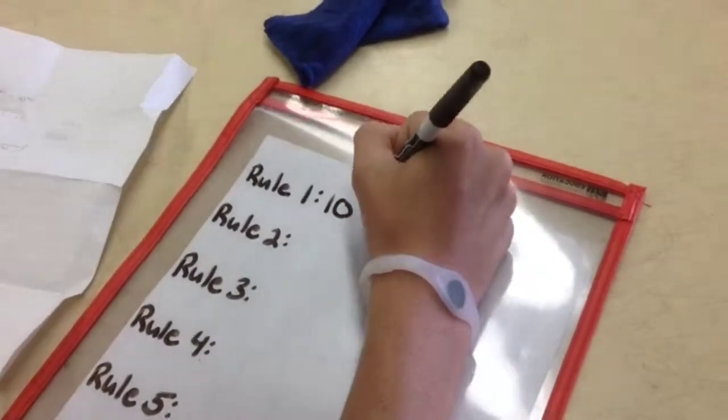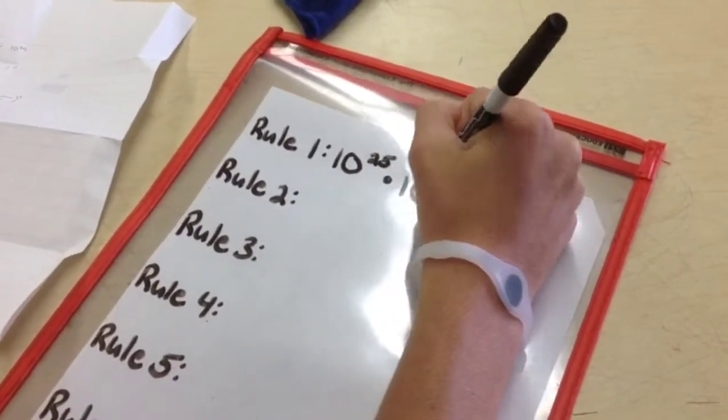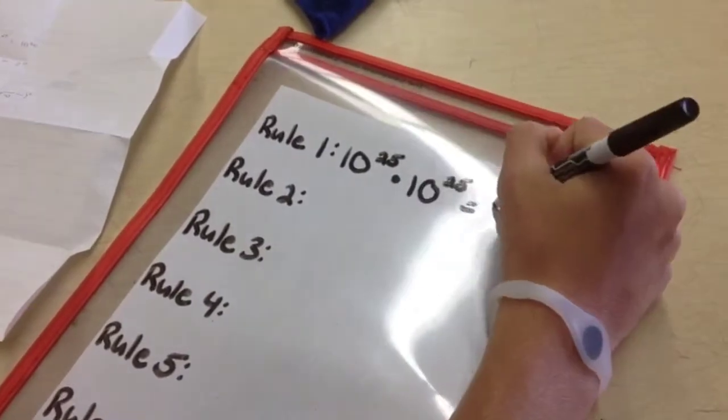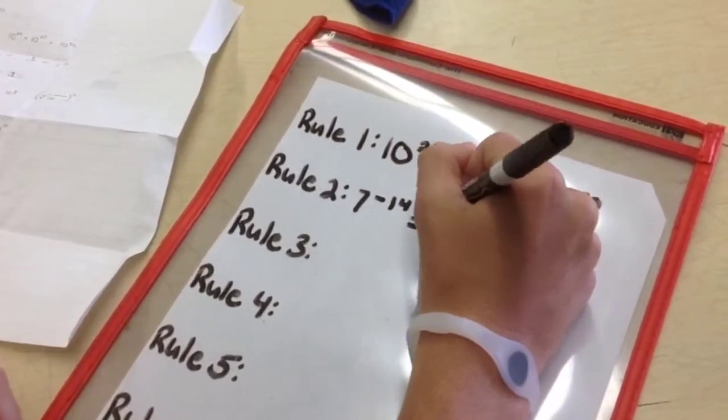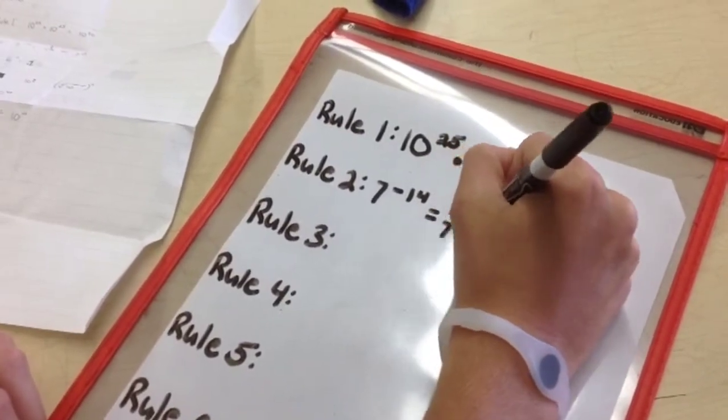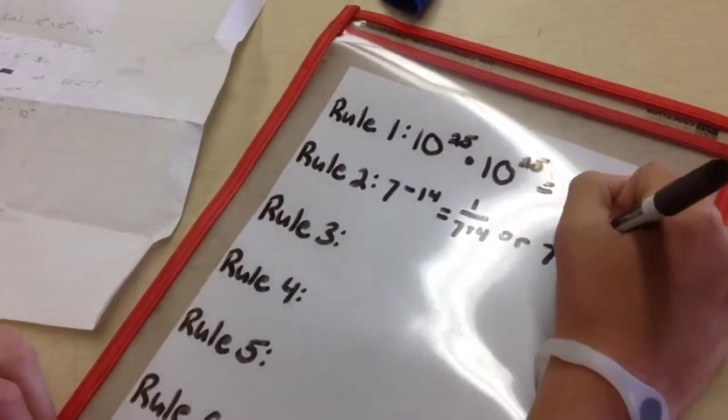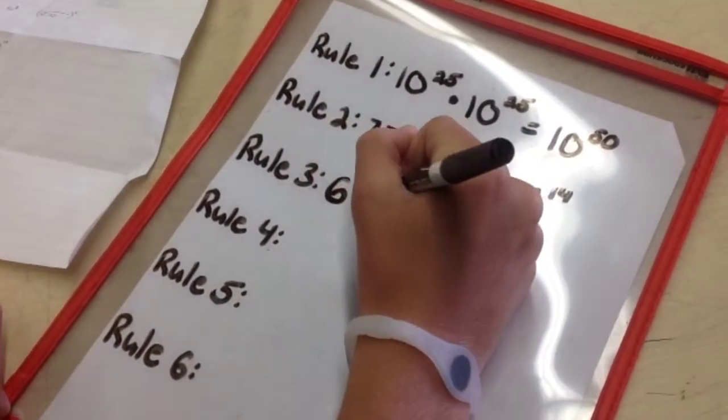For Rule 1, if you have the same number bases, add the exponents to get your answer. For Rule 2, if you have a negative exponent, put 1 as your placeholder and the exponent and the base on the bottom. Any exponent of 0 equals 1.